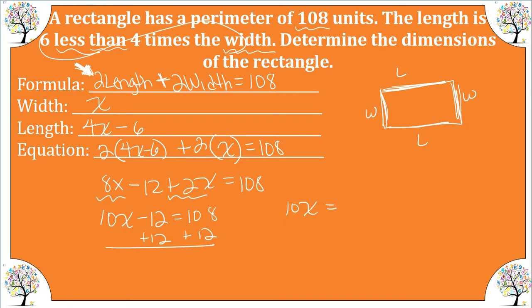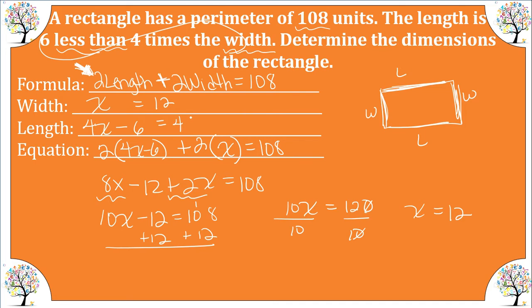When we add this, that's 8 plus 2 is 10. You carry your 1. 1 plus 1 is 2, plus your 1. Divide each side by your 10. And X is 12. So the width is 12.